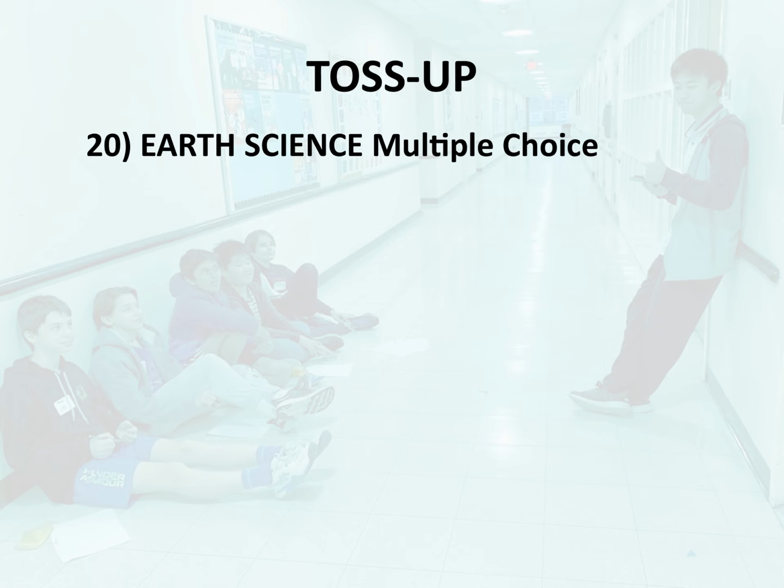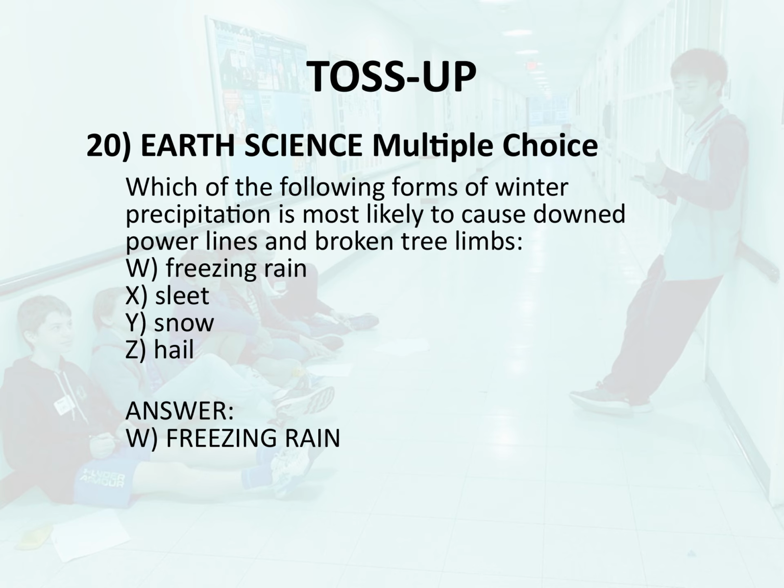Toss-up 20. Earth science. Multiple choice. Which of the following forms of winter precipitation is most likely to cause downed power lines and broken tree limbs? W, freezing rain. X, sleet. Y, snow. Z, hail. Answer: W, freezing rain.